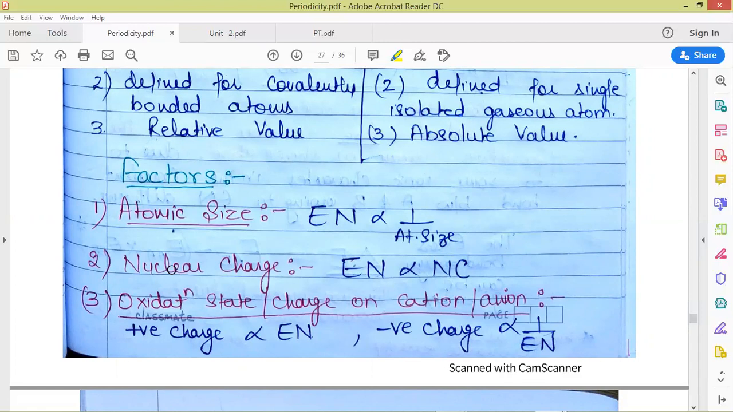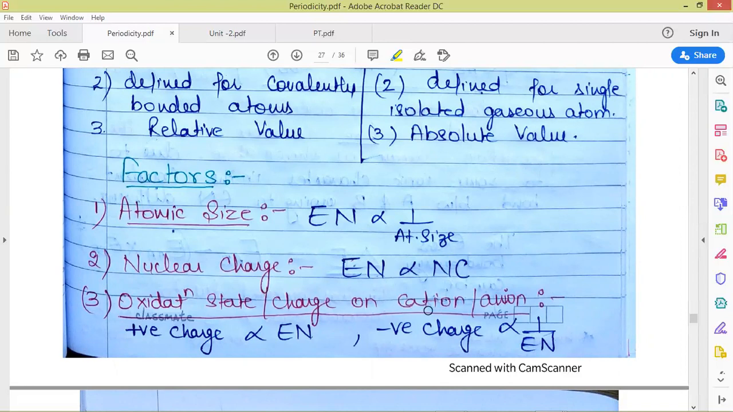So that means with increase in nuclear charge, electronegativity should increase. So electronegativity is directly proportional to nuclear charge. Next factor is oxidation state, or we can say charge on cation and anion. Now the effect of increase in the charge on cation and anion is different for electronegativity.